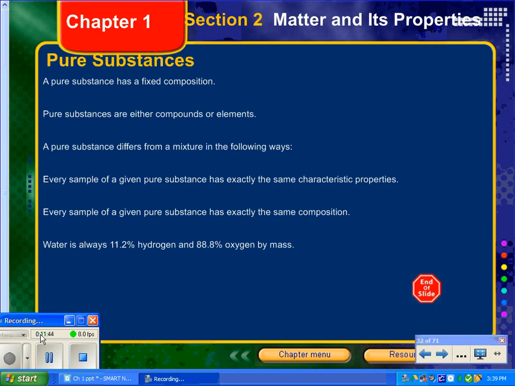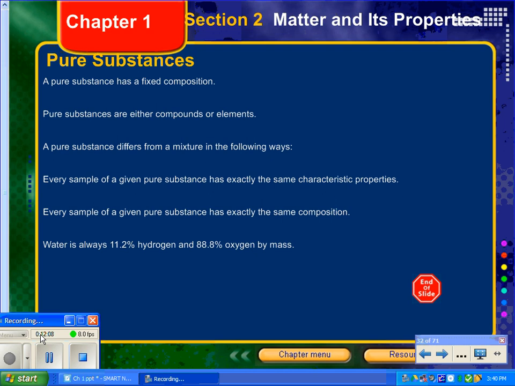Pure substances have a fixed composition, so this is generally an element or a compound. If we change its composition, we have now changed that substance. Pure substances are going to be different from mixtures. Pure substances are exactly the same no matter where they come from, and they have the exact same properties.